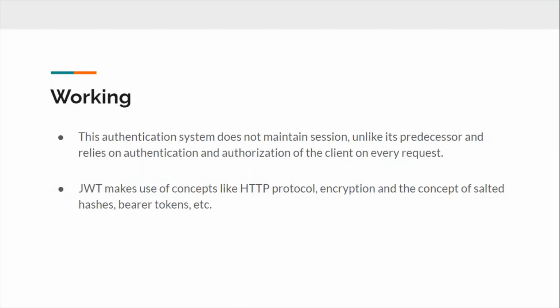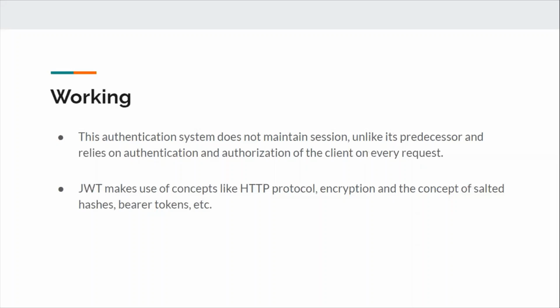JSON Web Token combines various technology stacks and protocols such as the HTTP protocol, the SSL protocol, that is a security layer over the existing HTTP protocol, encryption, public-private key concepts, and bearer token, to name a few. These concepts will be discussed in greater detail further.